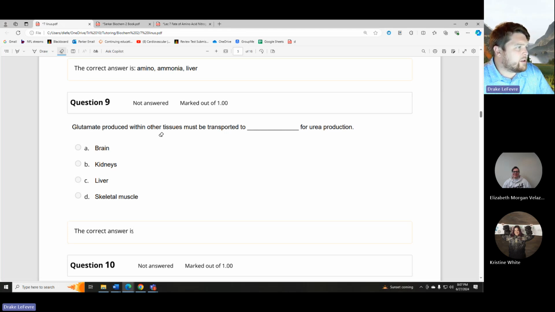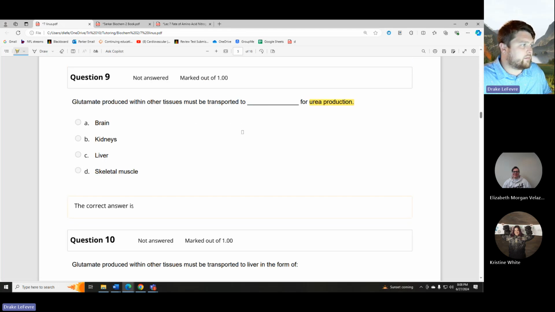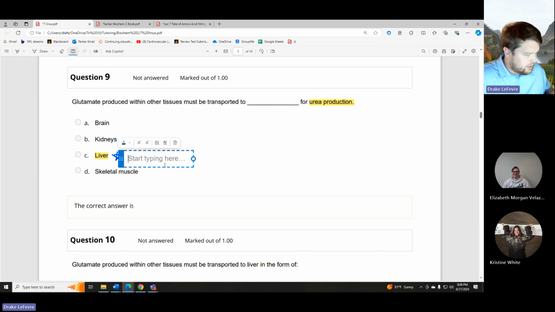Glutamate produced within other tissues must be transported to blank for urea production. So where is our urea production going to be? Where did we say that's going to take place? The liver? Yeah, the liver. The urea production happens in the liver. So we'll say liver is production.